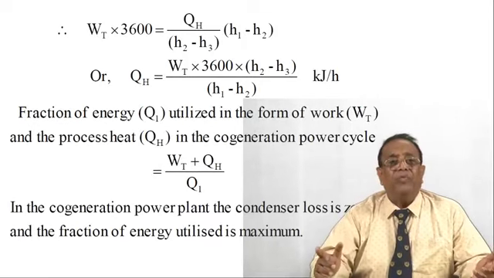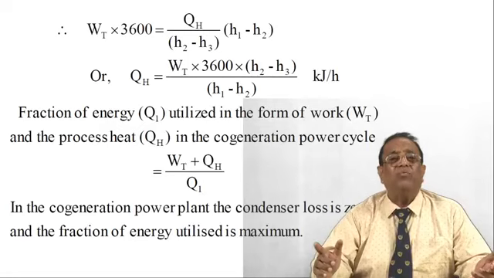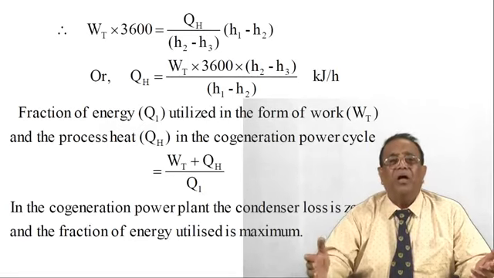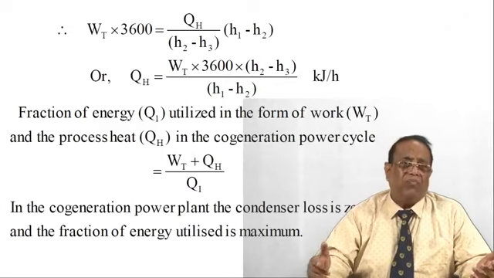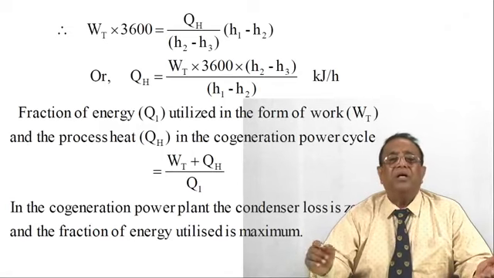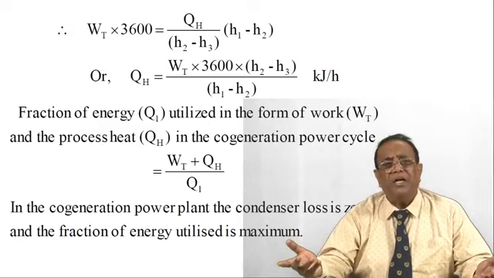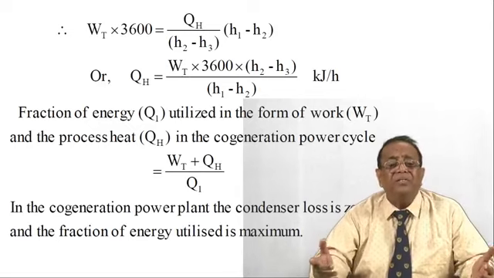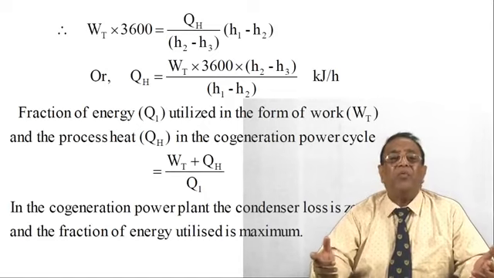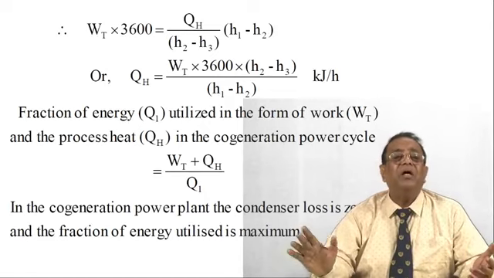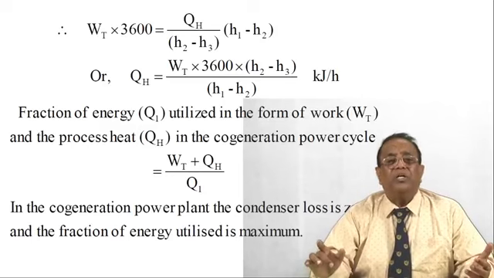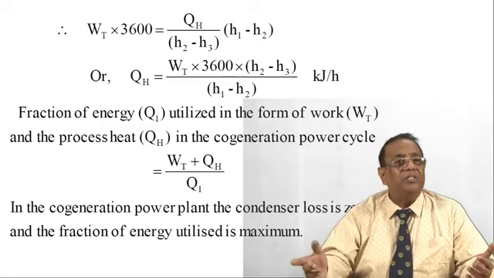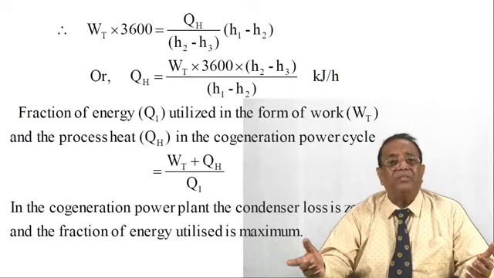So, WT multiplied by 3600, put the value of small w, that is the flow of steam per hour, that is QH divided by H2 minus H3, multiplied by H1 minus H2. So, from this equation we can get the expression for QH, the heat recovered in the process heater, which otherwise would have been lost in the condenser. So, QH is equal to WT multiplied by 3600 multiplied by H2 minus H3, whole divided by H1 minus H2.